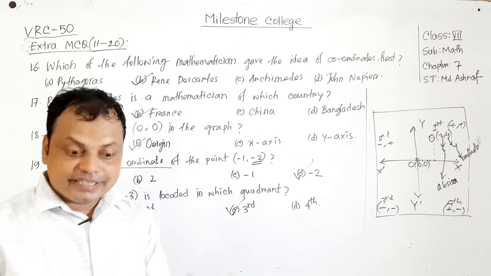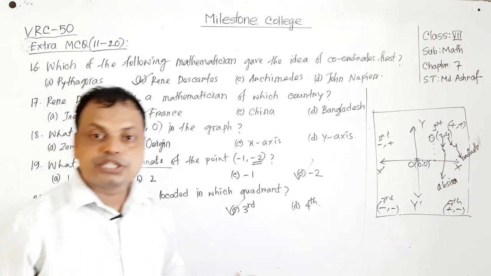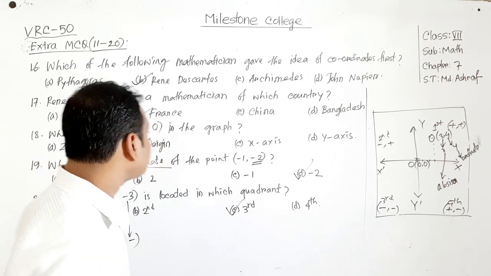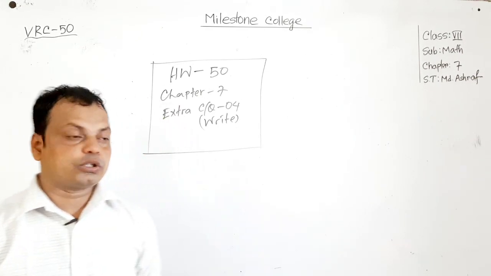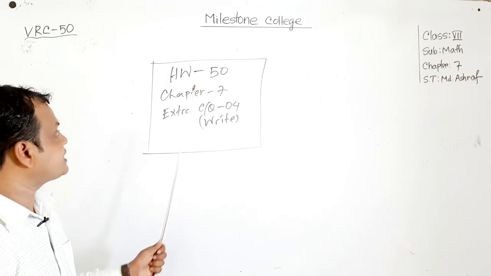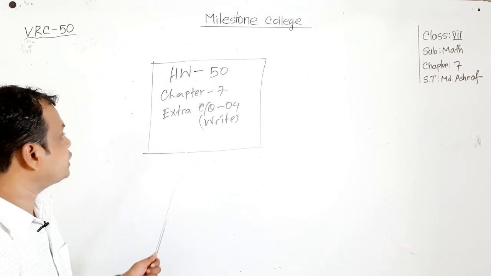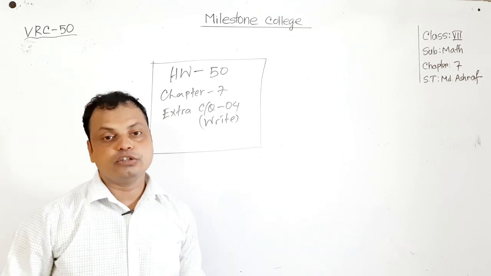And this is the thing: 2 creative questions and 10 MCQs. Now my dear students, you have to take your diary. Okay everyone, I think you are ready for writing your homework in your diary. Homework number 50, chapter 7: we have 2 creative questions and 4 extra creative questions. You have to write this in your homework copy.